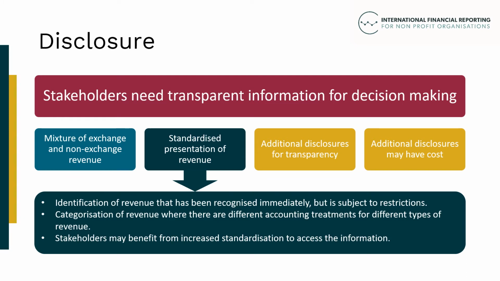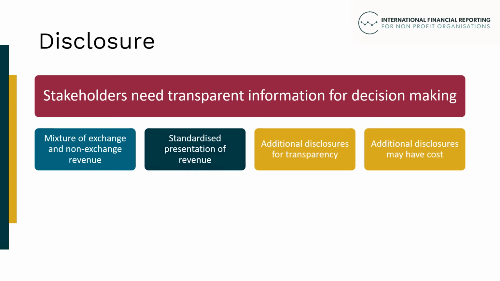Examples of disclosures that could assist stakeholders include identification of revenue that has been recognized immediately but is subject to restrictions, even though it has been included as revenue, and categorization of revenue where there are different accounting treatments for different types of revenue, for example, cash contributions and gifts in kind.